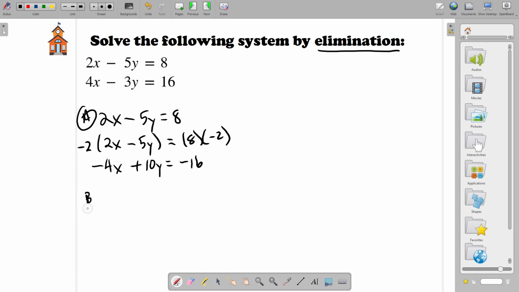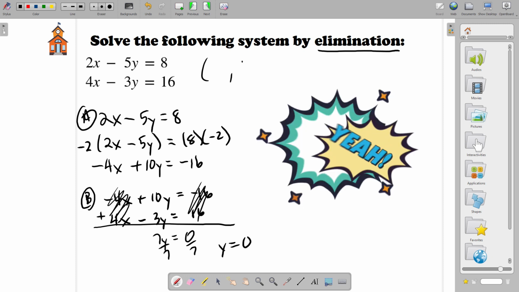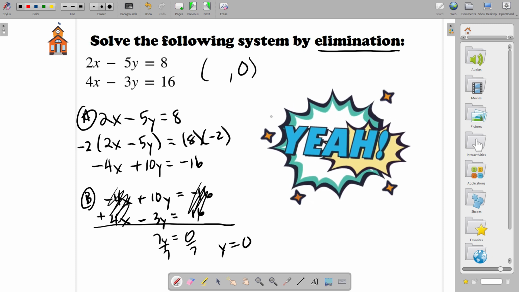So now my step B is to take negative 4x plus 10y equals negative 16 and take the other equation that I did not change, and we're going to add those up. The x terms add out, we get 7y, and in this case our constants add out, and so if we divide by 7, y is 0. It's nice when they come out nice and easy like that, isn't it?